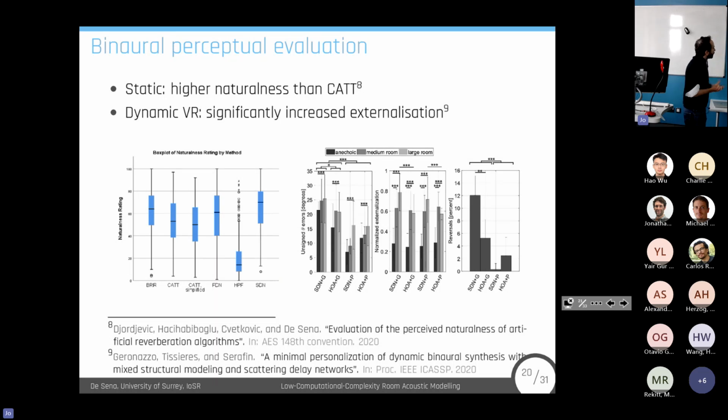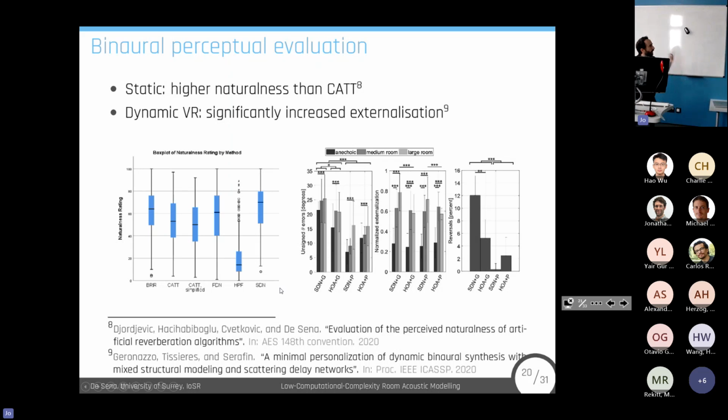Michele Geronazzo and Stefania Serafin have done some work on this as well independently, and have shown that this sense of externalization that results from using room acoustics is improved quite significantly when you use a model like this. So you go from the anechoic case. Let's take a look at this plot in the middle, which shows externalization. If you use SDN, you go from anechoic, where externalization on a scale from 0 to 1 is quite low. Then when you introduce reverberation, it increases quite a bit. I have no reason to believe that an FDN would not have a similar effect, by the way. It's just important for reverberation to be there.